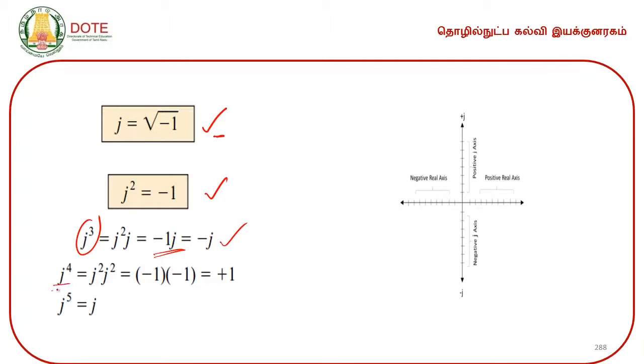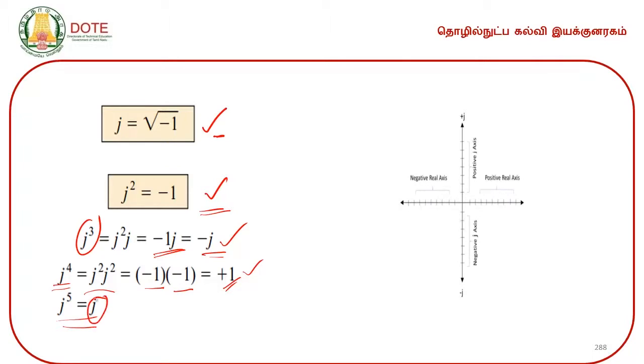And one more thing is J power 4, which is equal to J square into J square, which is minus 1 into minus 1, which yields plus 1. So, wherever we find J power 4, we can replace that with plus 1. Wherever you find J cube, you can very well replace that with minus J in all the problems related to AC circuits. Similarly, J square you can replace with minus 1. Similarly, J power 5 is equal to J square into J square into J, which yields a simple J.